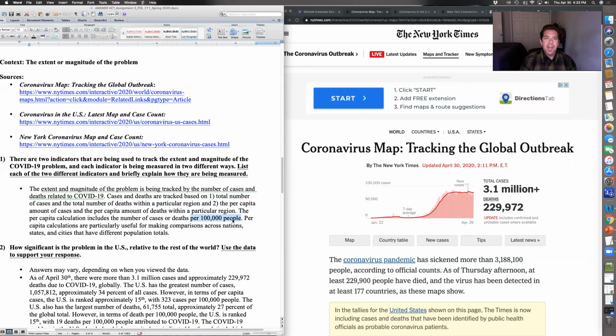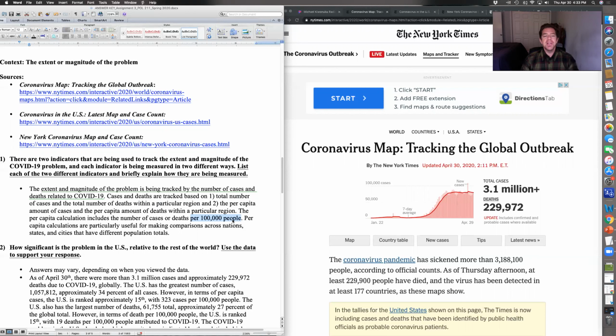But if we don't take into account the total number of cases in the US versus the total number of cases in a much smaller country, let's say for the sake of argument, Ireland, a small island country, the US is going to have a lot more total cases than Ireland, but we also have a lot more people. So in order to make comparisons between countries, states, counties or cities, we often use per capita, which controls for differences in total population.